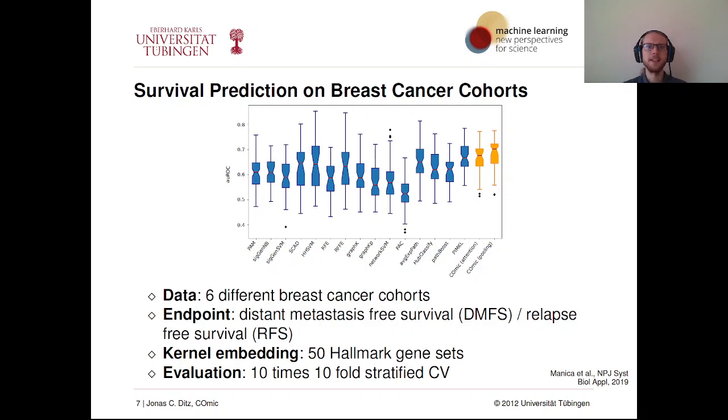So what you can see here are the AUC values on the validation splits for the stratified cross-validations on each breast cancer cohort. In yellow, we show the results for our COMIC models, and the results suggest that COMIC is able to perform similar to or outperform state-of-the-art methods that also utilize pathway information to make a prediction.